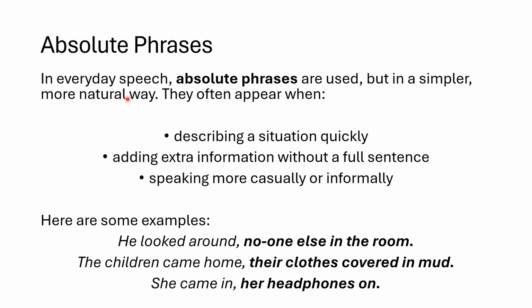In everyday speech, absolute phrases are used, but in a simpler, more natural way. They often appear when describing a situation quickly, adding extra information without a full sentence, speaking more casually or informally. Here are some examples. He looked around. No one else in the room. The children came home, their clothes covered in mud. She came in, her headphones on. Absolute phrases in everyday speech are often shorter, less formal, and sometimes sound like extra comments at the end.